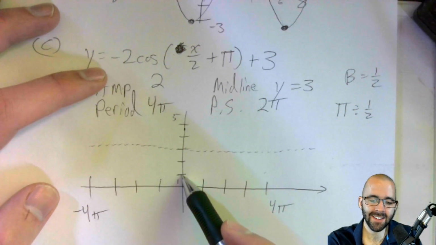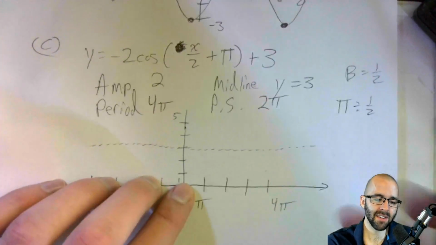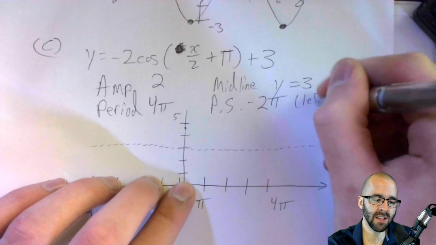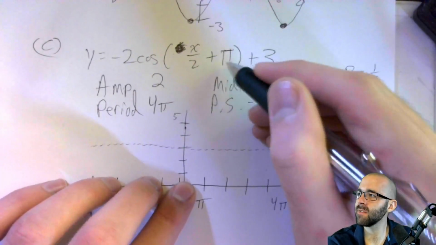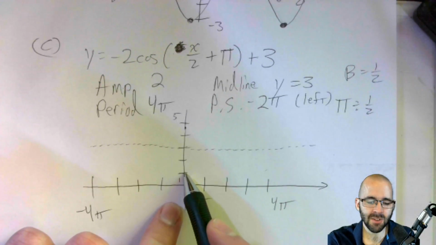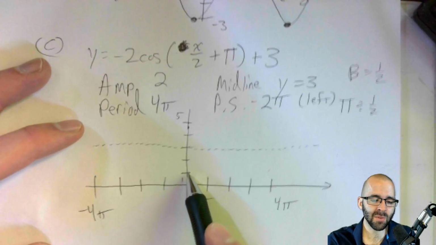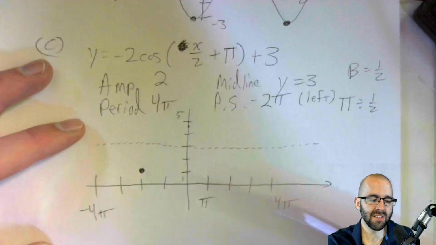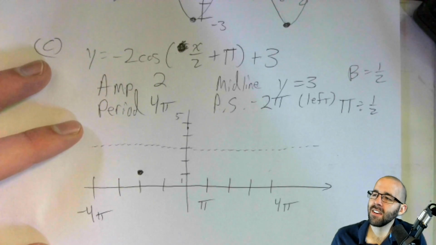But wait, there's more. Phase shift is actually technically negative here. It's going to be to the left because it's a plus right here. So normally we'd start by here now. But there's a phase shift as well. And the phase shift says we have to move 2 pi to the left. So this is actually where we're starting.